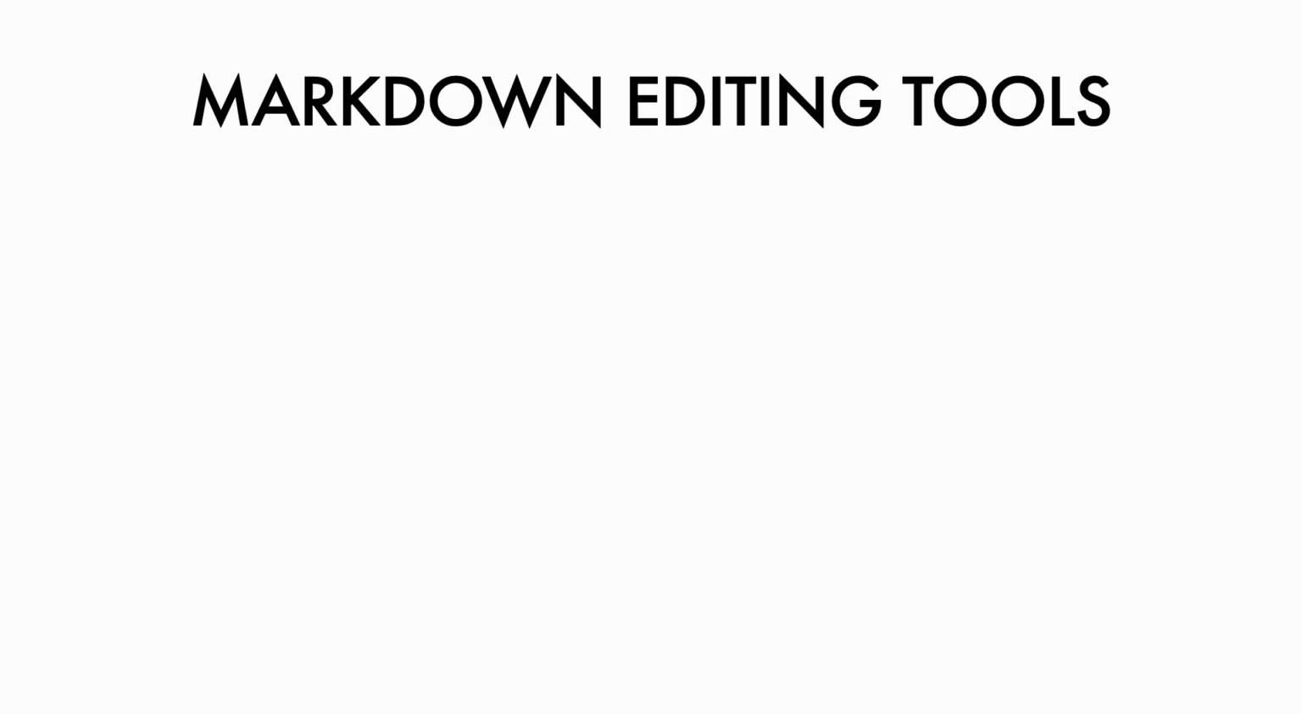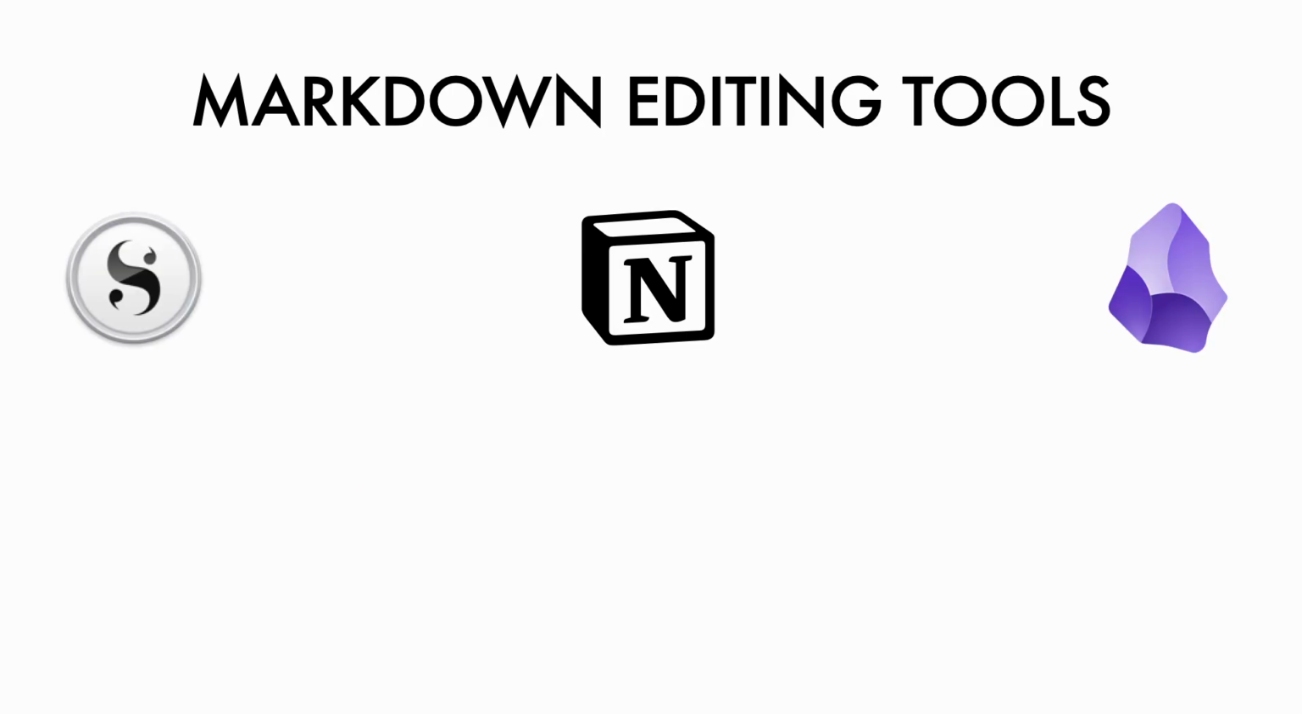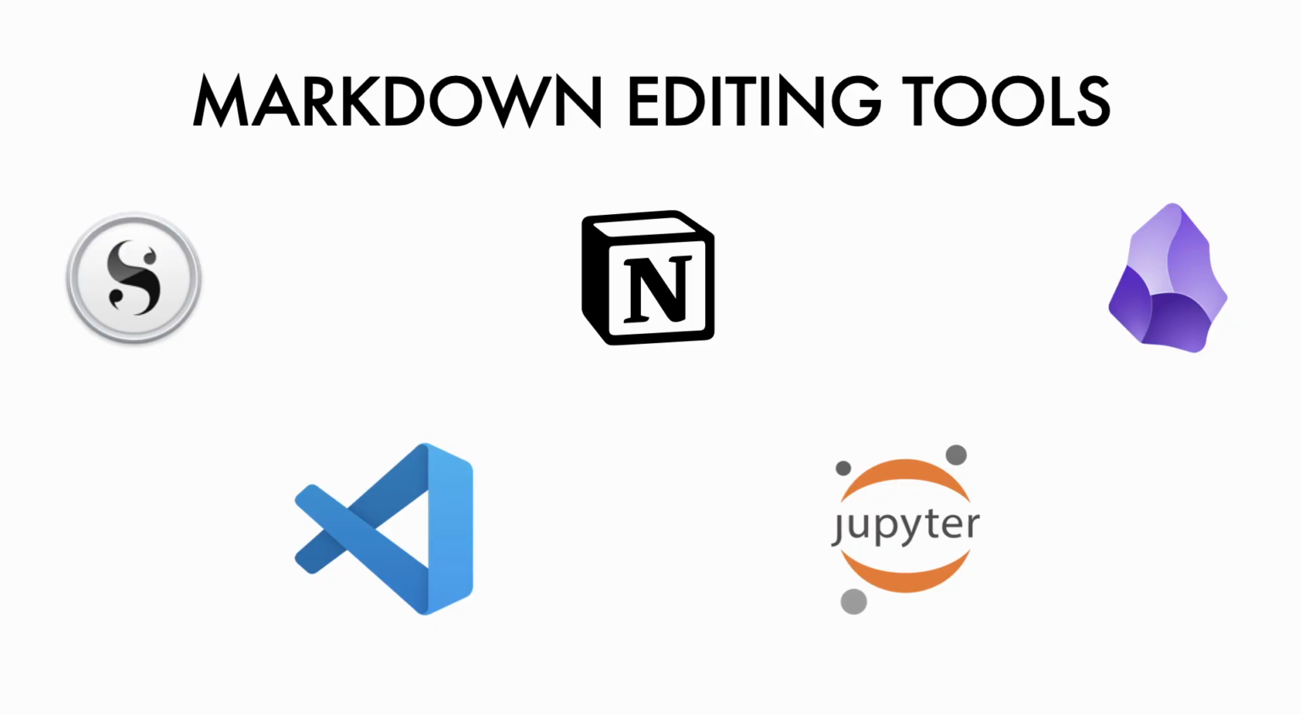Some of the more popular Markdown editing tools include Scrivener, Notion, Obsidian, VS Code and Jupyter Notebooks, just to name a few. Of the examples mentioned, Scrivener is mainly used for complex documents and book writing. Obsidian and Notion are mainly for note-taking and creating knowledge repositories, whereas VS Code is targeted more at developers and Jupyter Notebooks are for people who work with data, such as data analysts and data scientists. There are other tools on the market, so feel free to have a look around and try some out to see which one works for you.